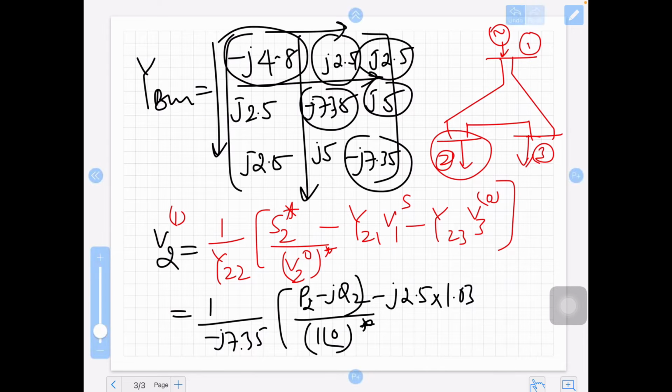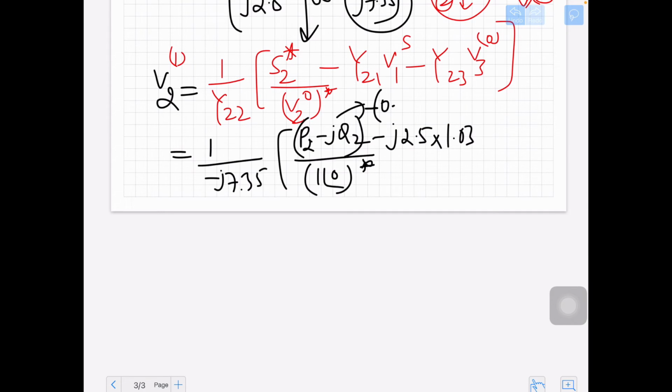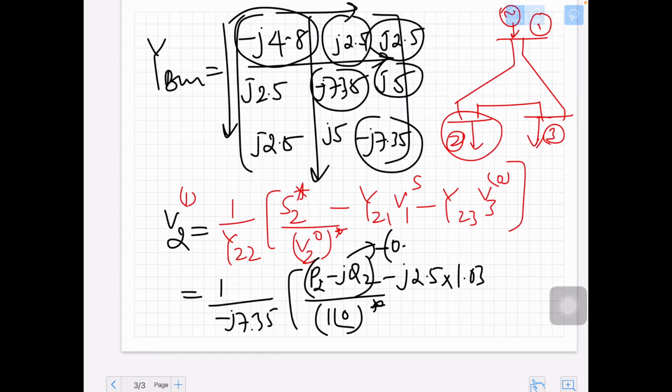So here this answer is minus 0.4 minus j0.3. So this you have to consider here.